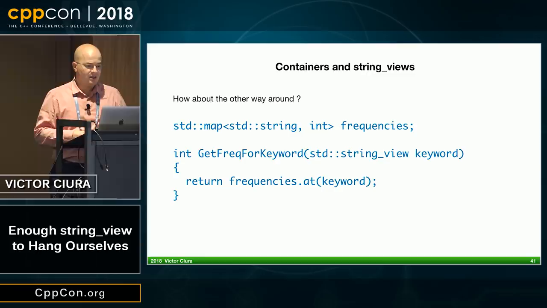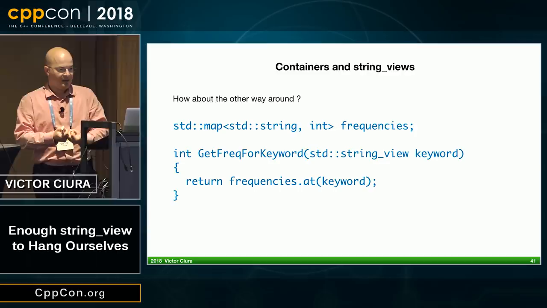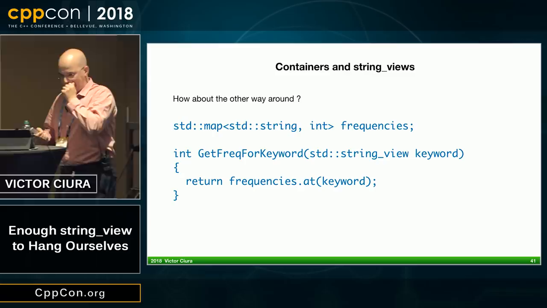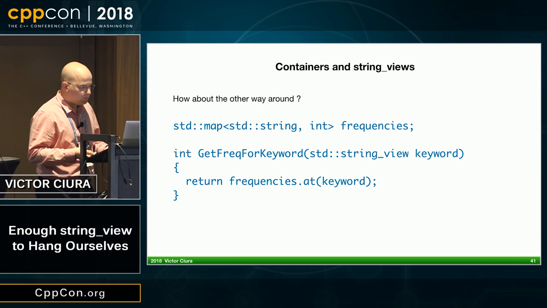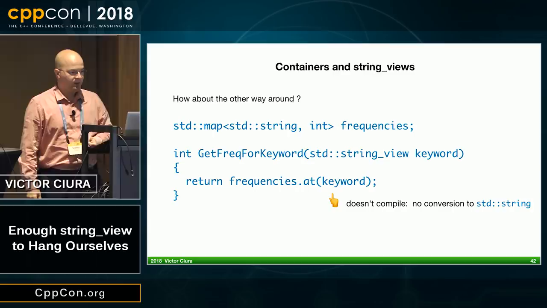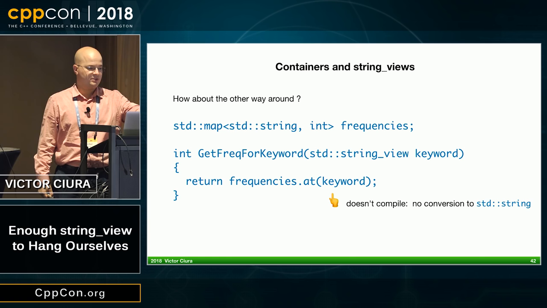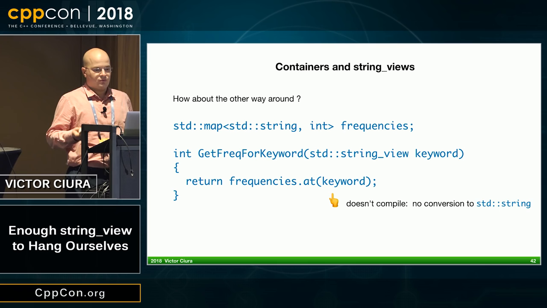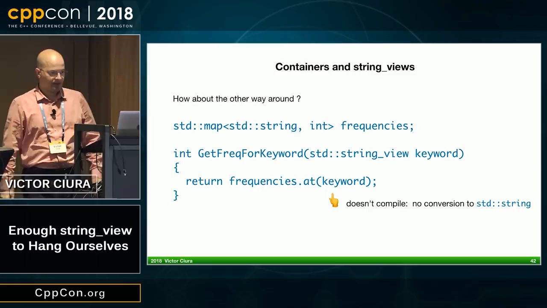If we are storing standard strings and we receive them through string views as function parameters, that sounds much safer to use. Should that work? Let's say we use a standard map from standard string to int, and we store some keyword frequencies, very basic stuff. Well, this very basic thing of retrieving the frequency of a given keyword doesn't actually compile. You would expect it to work, but it doesn't, because there is no conversion to standard string here. So this actually doesn't compile.